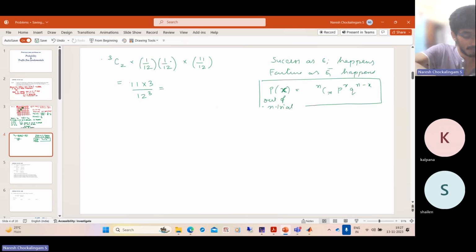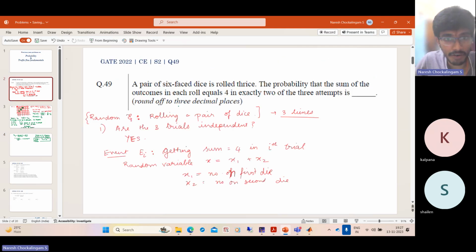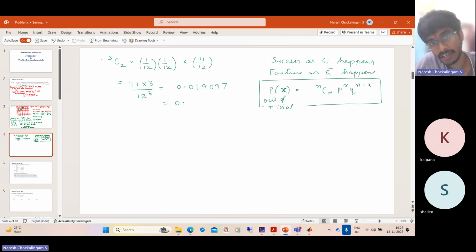And this turns out to be 33 by 12 cube. So this is around 0.019097. And the question asks you to round off to 3 decimal places. So this is 0.019. So this is the right answer. So this is by reasoning out.